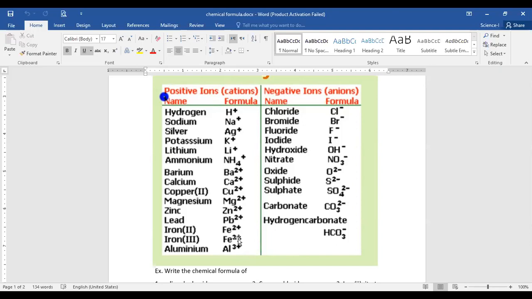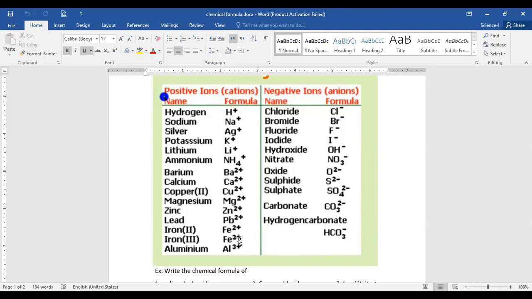But during a chemical reaction, once the atom loses electrons, it turns into a positive ion, because the number of positive protons will be more than the negative electrons. Other atoms are able to gain electrons. Once they gain electrons, the number of negative electrons will be more than positive protons, so we call them negative ions. You get the idea? Do you remember, Yusuf? Yes.